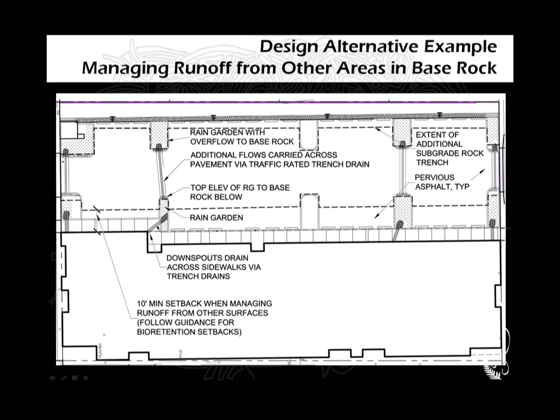So when you get into taking, there are certain setbacks for bioretention, and then there are for infiltration, then there are for pervious pavements. So with pervious pavements, you can infiltrate right up to a building or right next to an impervious sidewalk like this, but when you're taking a bunch of runoff and concentrating it into a smaller area, like a rain garden, you need to have a 10-foot setback.